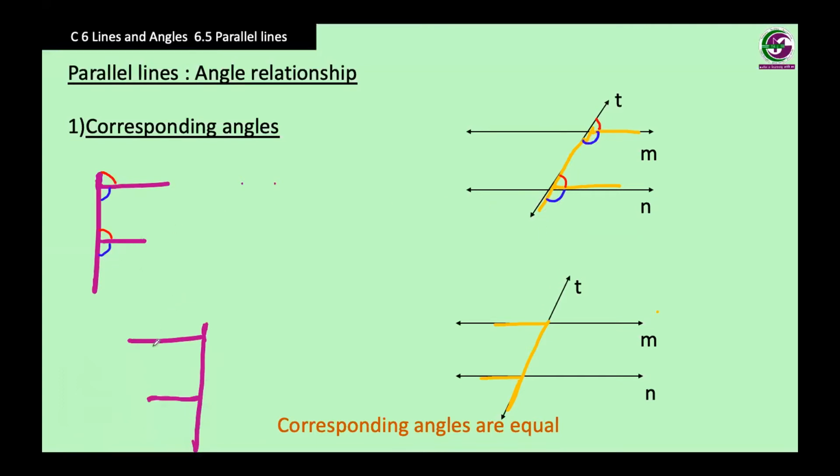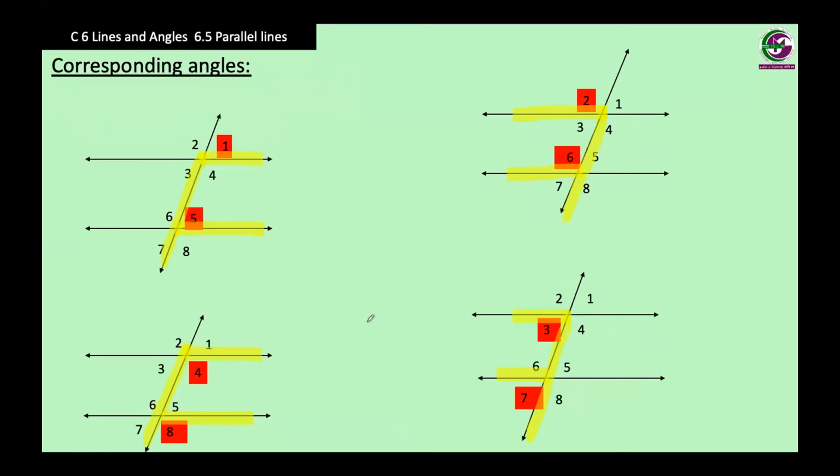The same case applies if you refer to the letter F facing to the left side. The same happens here. Angles at the top are equal. Also, the angles at the base are equal. Also, the angles at the bottom of these lines are equal. Corresponding angles are equal. Let us see in detail.